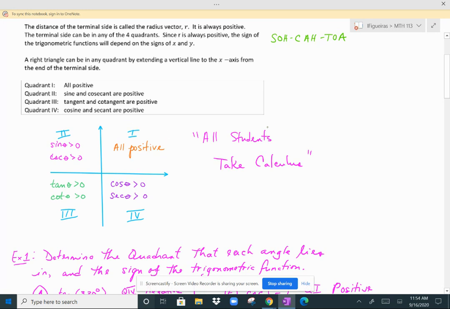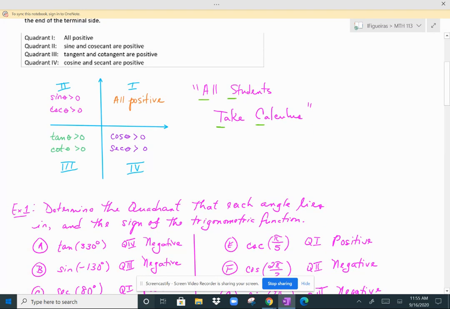So a quick way to help you remember that is in quadrant 1, all are positive. In quadrant 2, sine and cosecant are positive. In quadrant 3, tangent and cotangent are positive. And in quadrant 4, cosine and secant are positive. So again, that little saying might help you remember: All Students Take Calculus.